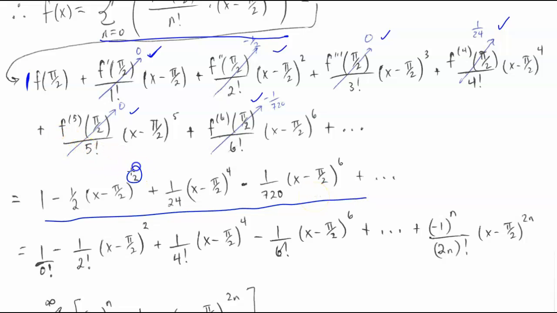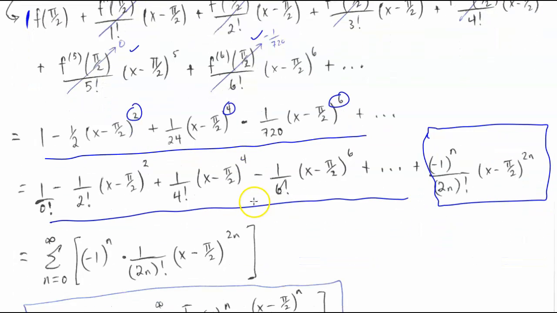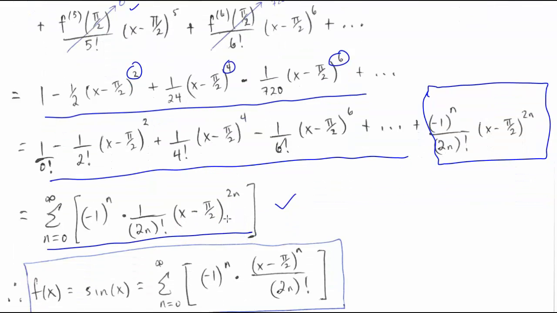And notice again how all of our powers are even. So when we see what the pattern is, we notice that each term is going to look like that. Okay, so the negative 1 raised to the n divided by 2n factorial times x minus pi over 2 raised to the 2n. So here we could represent our Taylor series as a series that looks like this. Okay, and of course, it's an alternating type series there.